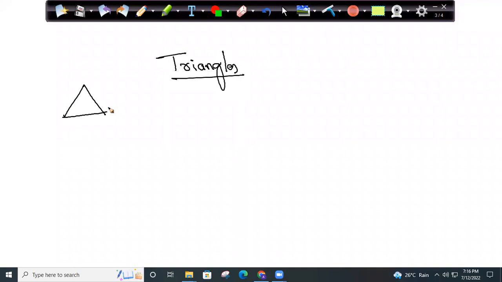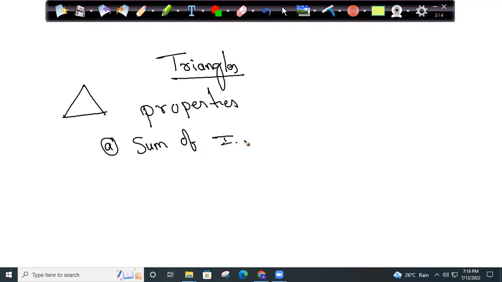So triangles. What are the properties of triangles? We have many properties. We need to know the simple properties. First property is, everyone in the class says, the sum of interior angles of a triangle is 180 degrees, and you will also say the sum of exterior angles of a triangle is equal to 360 degrees. These two we learned just now.